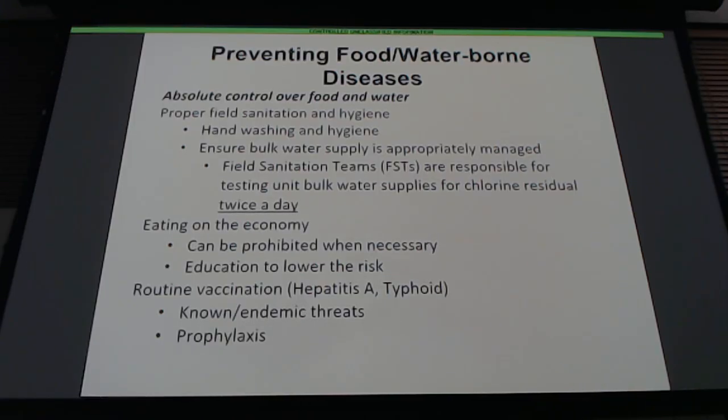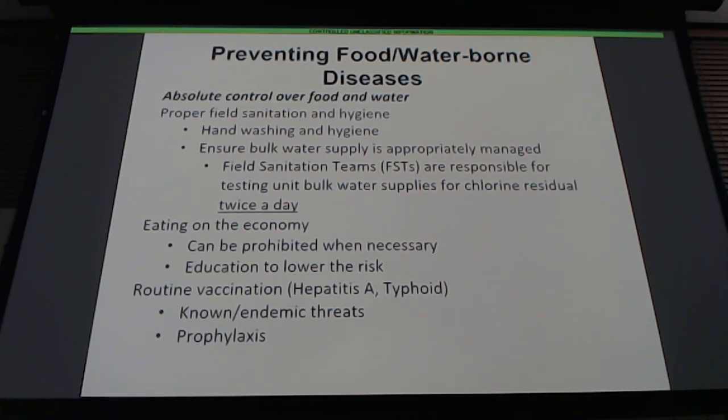Absolute control over food and water. Super important. You need to know where it comes from. You need to know what's in it, preferably. Here it says washing hands, hygiene, is extremely important. That's usually what makes most folks sick when they go down range. But then here it also says ensure bulk water supply is appropriately managed. And it says field sanitation. There are no field sanitation teams. No, that's you. Understand that there is a PAM for field sanitation, there is a PAM for chlorination of water. Okay. You may need those when you go down.